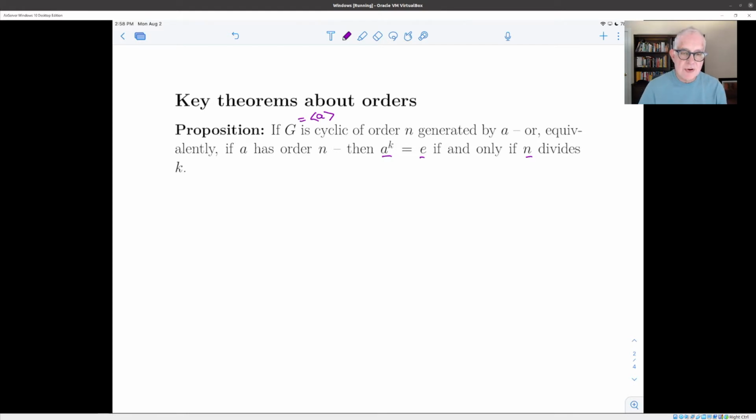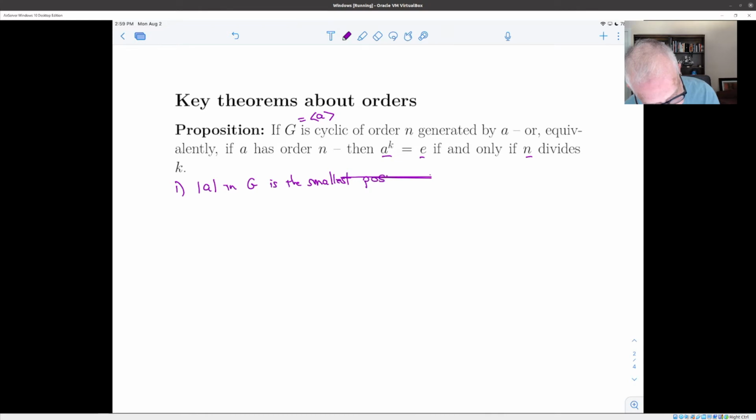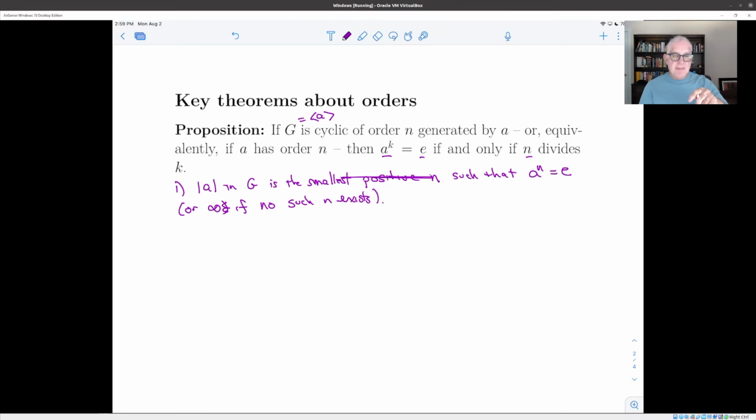Instead of saying that it's the order of this group, we're going to show first of all that the order of A in G is the smallest positive n such that A to the n equals E, or it's infinity if no such n exists. So if A to the n is never equal to E, then the cyclic subgroup generated by A is going to contain A squared, A cubed, and so forth. Let's consider that case first.